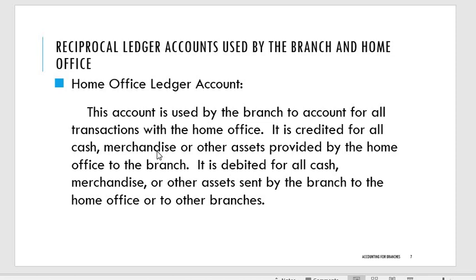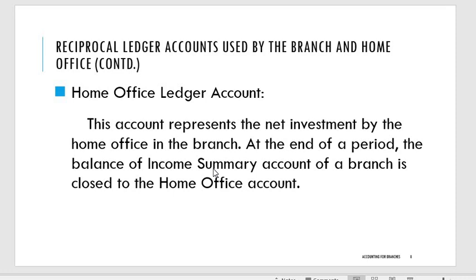This account is used by the branch to account for all transactions with the home office. It is credited for all assets provided by the home office to the branch, and it is debited for all the assets transferred by the branch to the home office. So this account now represents the net investment by the home office in the branch.